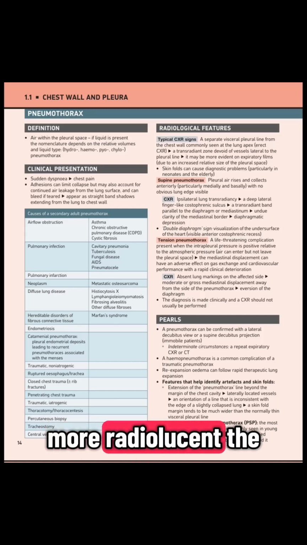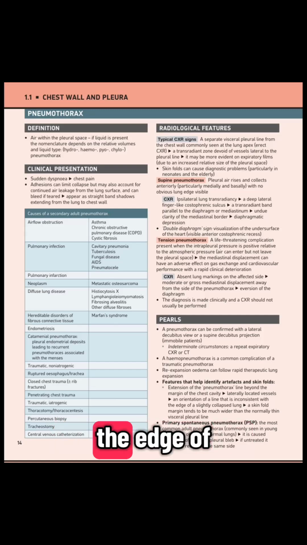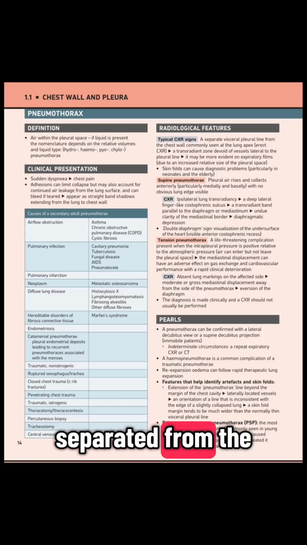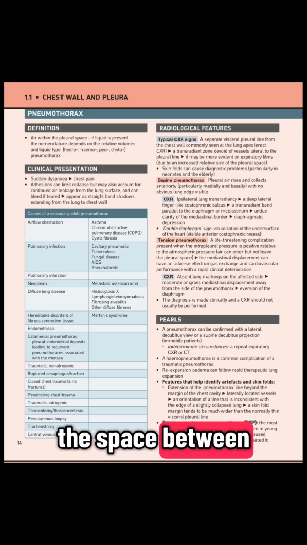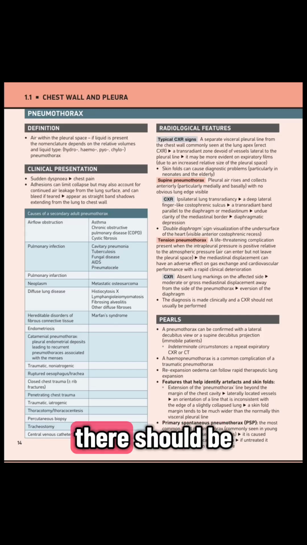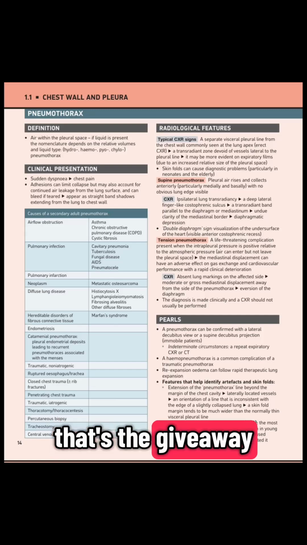More radiolucent. The key sign is seeing the visceral pleural line, the edge of the lung itself separated from the chest wall. A distinct line. A thin white line. And critically, in the space between that line and the chest wall, there should be no lung markings, no vessel lines, just blackness. Usually seen best up at the apex in an upright film. No vessels beyond the line. That's the giveaway. That's the key.